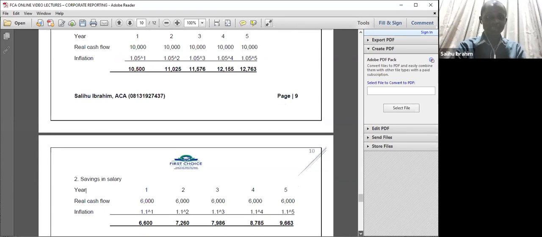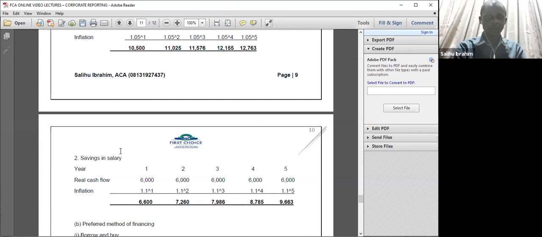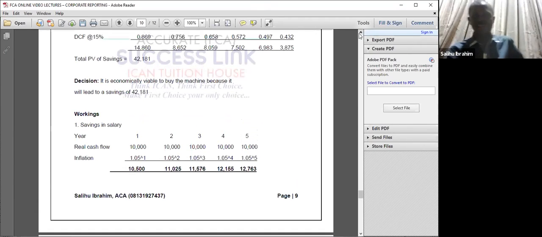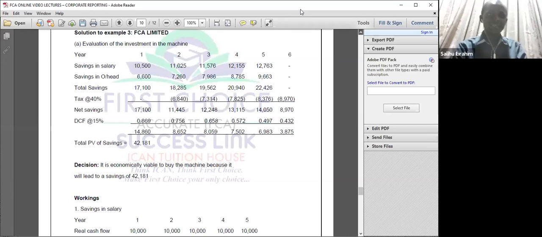Now we are told that other overhead we are going to be saving 60,000, and the inflation rate is what? 10%. So inflate it at 10%, we got all this. That is what I put there as my other overhead. So I will save this as salary, and I will save this as other overhead. Okay, so what will be the total saving? Total savings is going to be this.